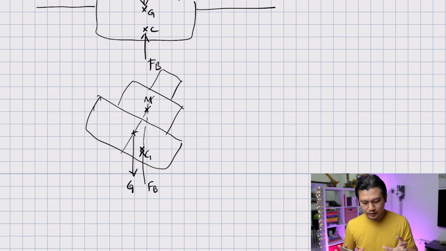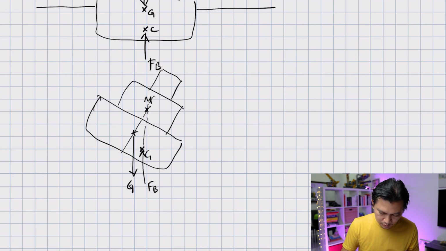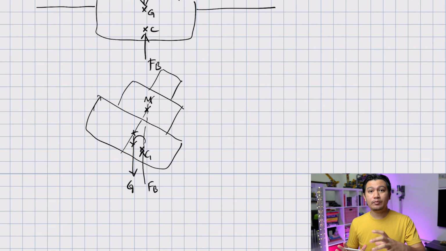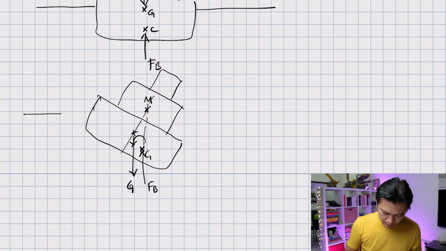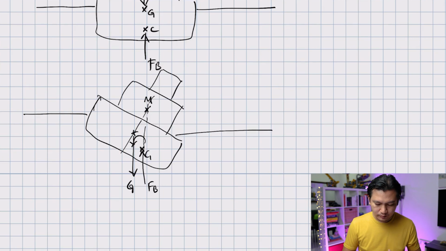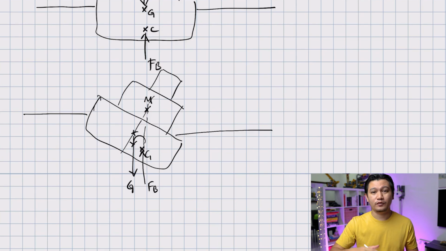So what happens is that this becomes the restoring moment that rotates the ship back again into a stable position. And this is the water line. And this is why ships are very stable. Very rarely do you see ships topple over, because GM is always positive.